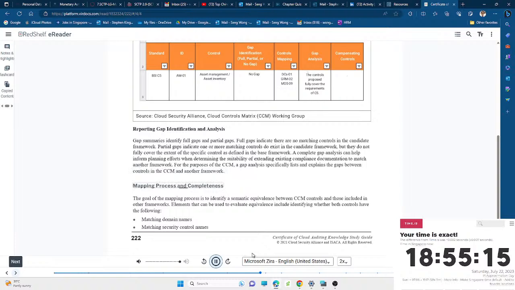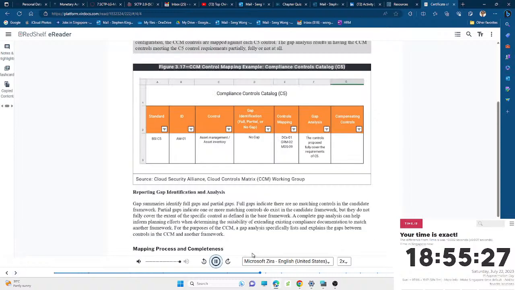Mapping process and completeness. The goal of the mapping process is to identify a semantic equivalence between CCM controls and those included in other frameworks. Elements that can be used to evaluate equivalence include identifying whether both controls have the following: matching domain names, matching security control names.